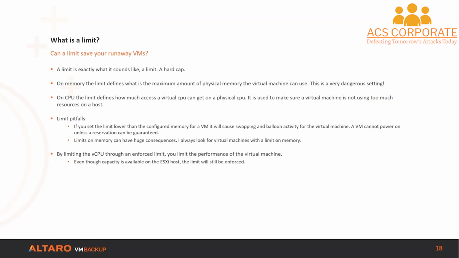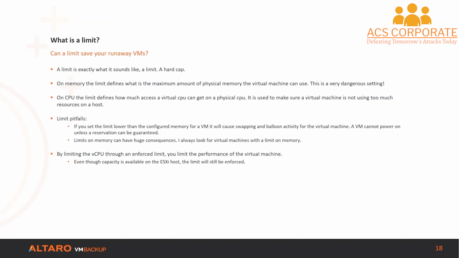On CPU limit, it's how much access you're going to get on the physical CPU. There are certain pitfalls to these things. The limit is exactly what it does. If you set a limit that's lower than the configured memory for the VM, it's going to cause swapping. You're going to get balloon activity for the virtual machine. So you'll see swapping and ballooning. All of those are bad.